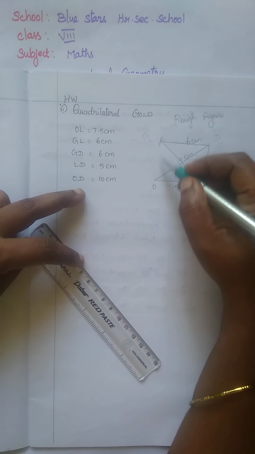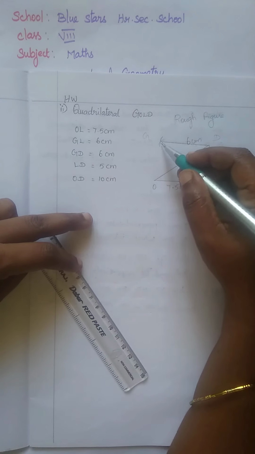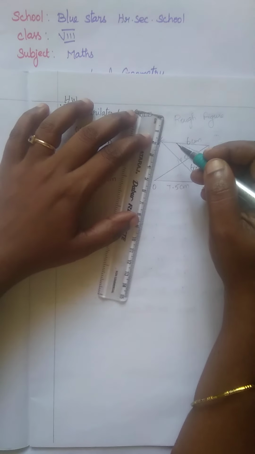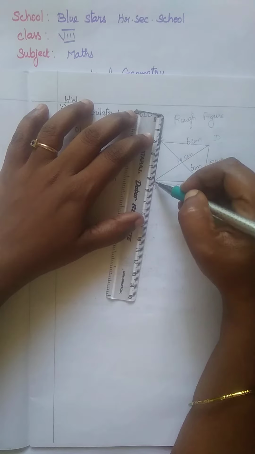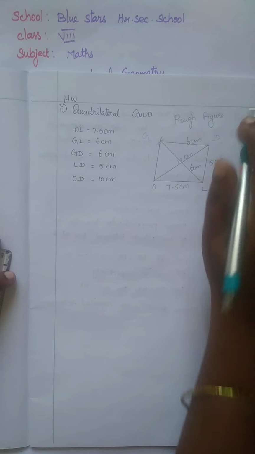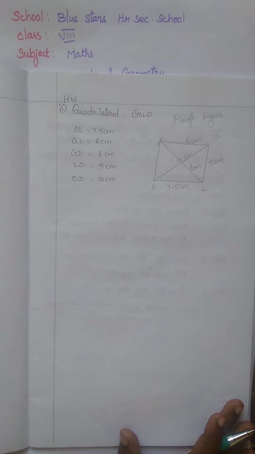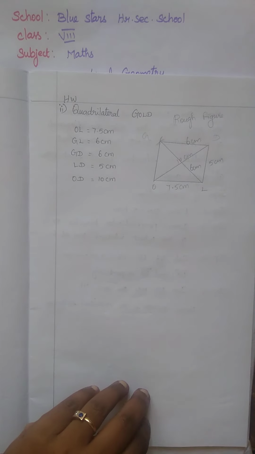So here GO, that is OG value is not given. That length is not given. So we are joining these 2 points G and O. Okay, this is the homework sum. So you write the construction using the first sum.